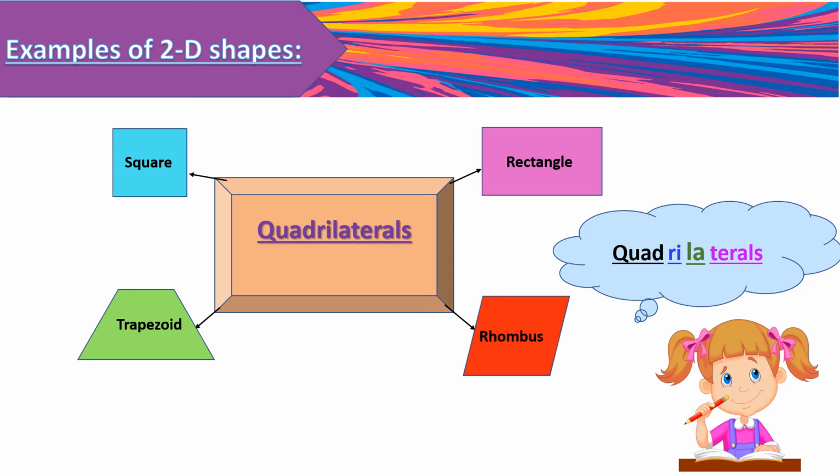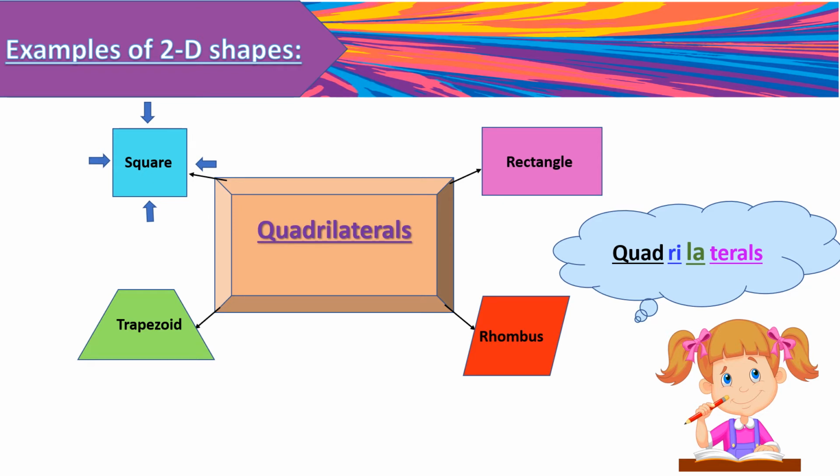Quadrilaterals, quadrilaterals. Quadrilaterals like what? Square, rectangle, trapezoid, and rhombus. First, our square. How many sides do you have? 1, 2, 3, 4. 4 sides.